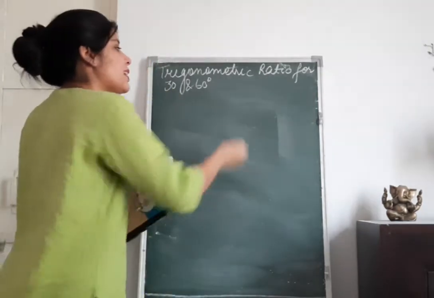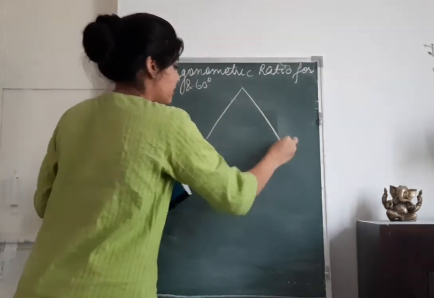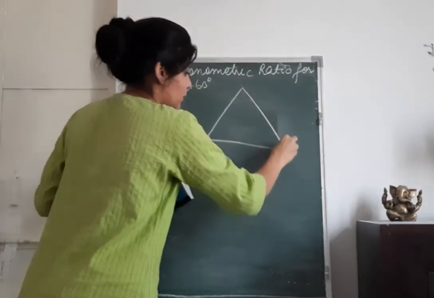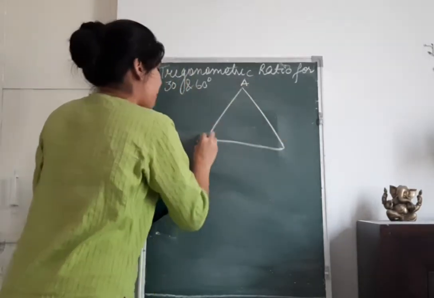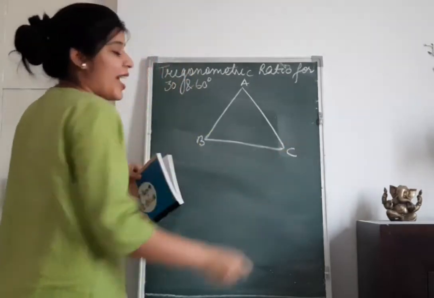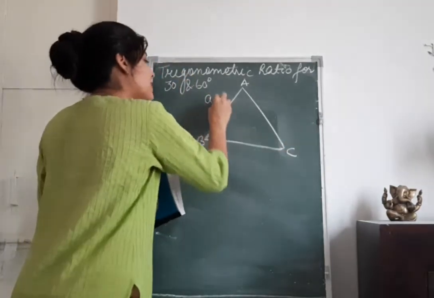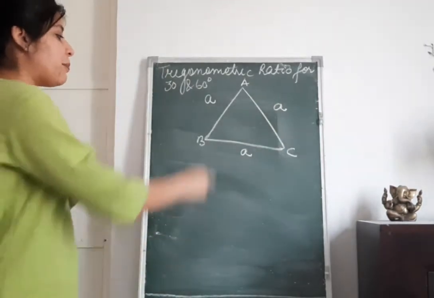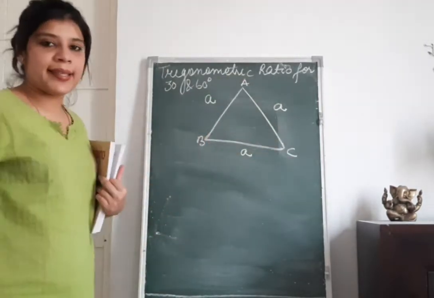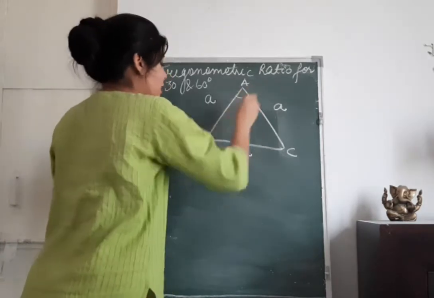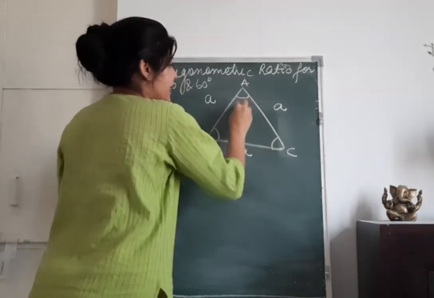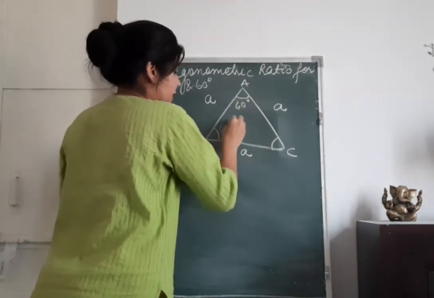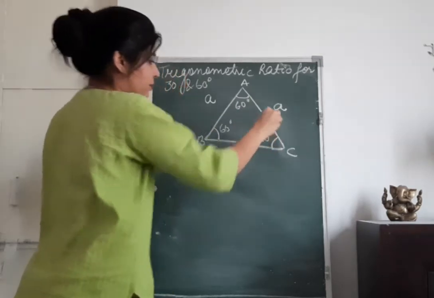Okay, in this let us assume an equilateral triangle, A, B and C. As it is an equilateral triangle, so all the sides are going to be equal. Let it be A units for AB equal to BC equal to AC. And all the angles are going to be equal, right? 60 degree, 60 degree, 60 degree.